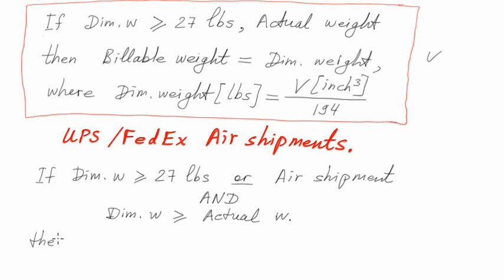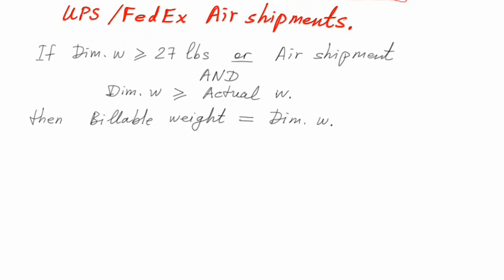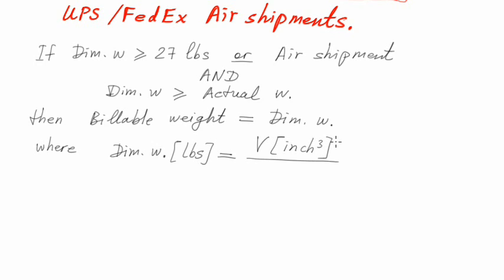Okay, then billable weight is equal to dimensional weight, where dimensional weight in pounds is equal to volume in cubic inches divided by 194.